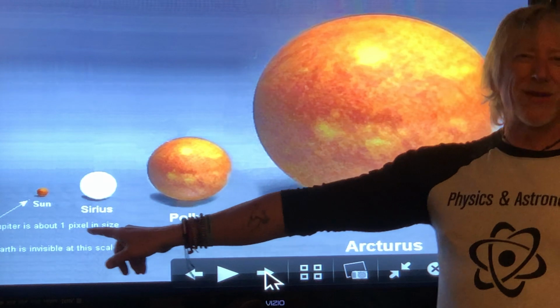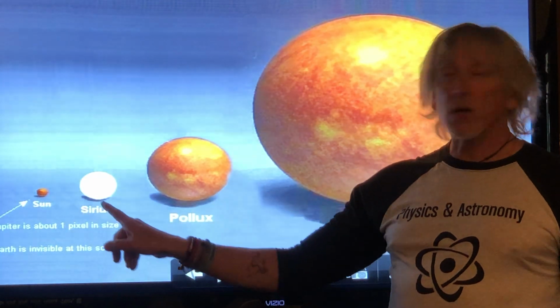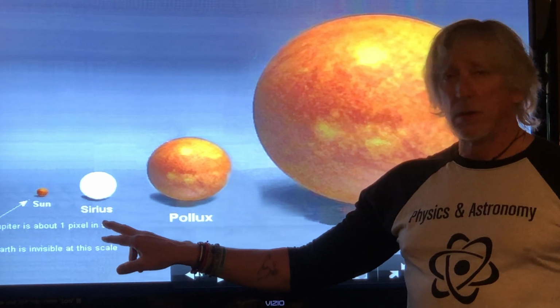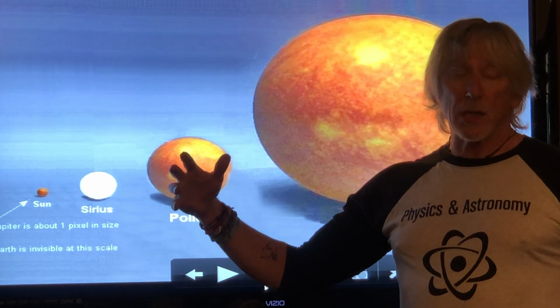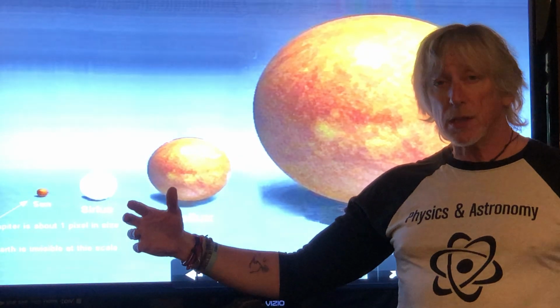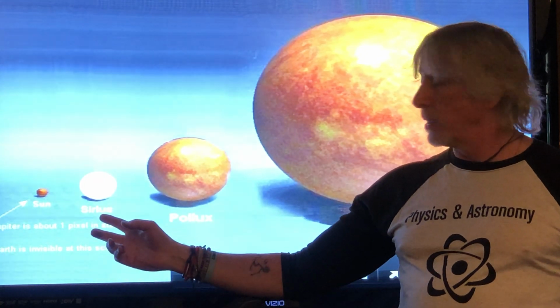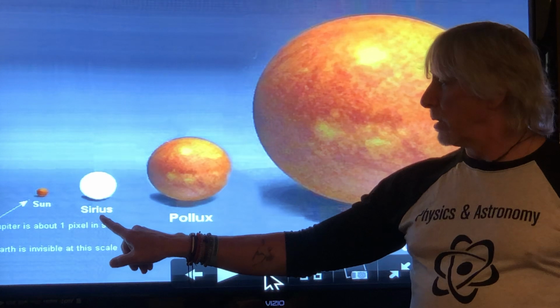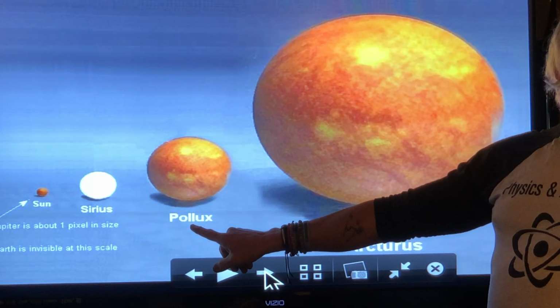There's our Sun. Sirius, the brightest star in our sky besides Sun. It's big, it's close, it's hot. It's giving off a lot of light. Think of it as a white star, we talked about it at the beginning, right? Pollux, one of the Gemini twins.